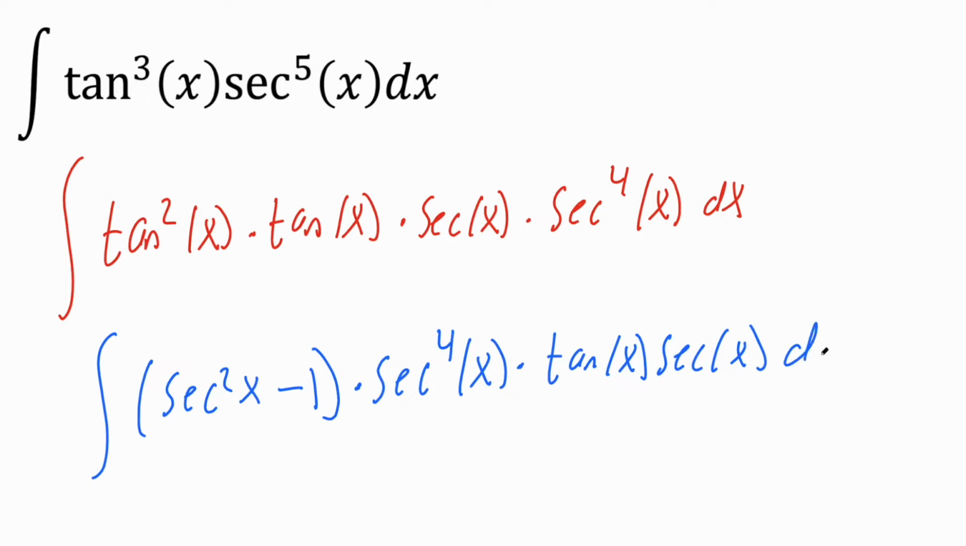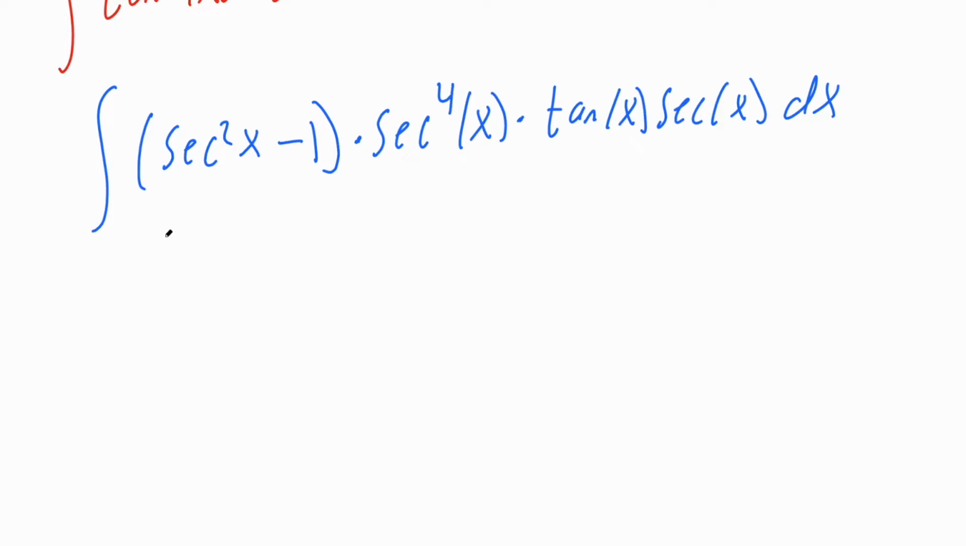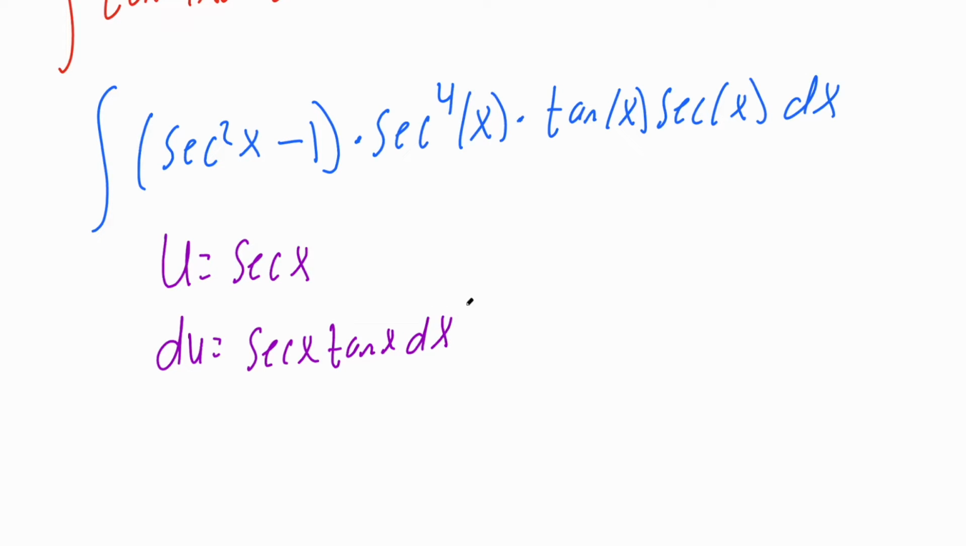Now the reason I'm doing this is if I make u into secant x, then I know du, the derivative of secant x, would be secant x tan x dx. By doing this, this piece right here will get canceled out. We know secant x is u. So now we can actually solve this problem. I'll show you what I mean by that.